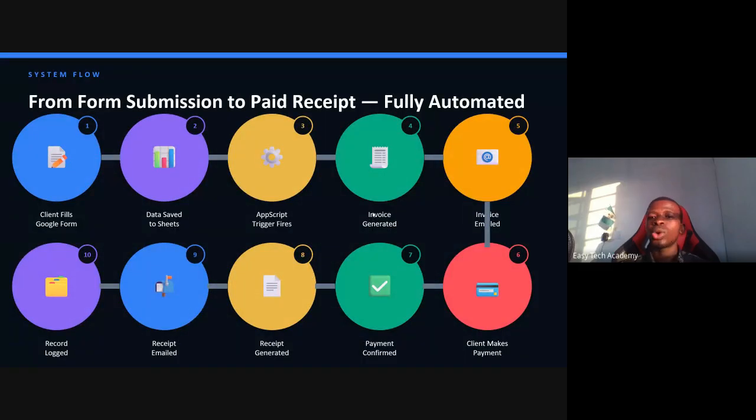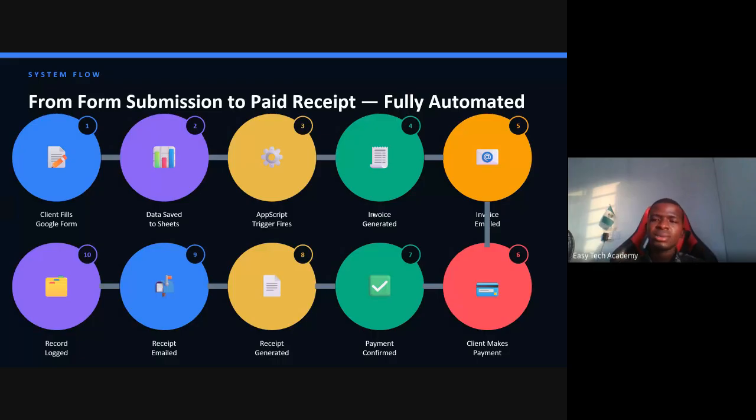So this is like, we call it, what do they call it again? More like an architecture. So you can see from the first part, the clients fill the form, their data is stored, AppScript triggers an invoice. The invoice is sent to their email. The client receives their invoice. They make their payment. Their payment is confirmed by filling the form. They get a receipt that is emailed to them.